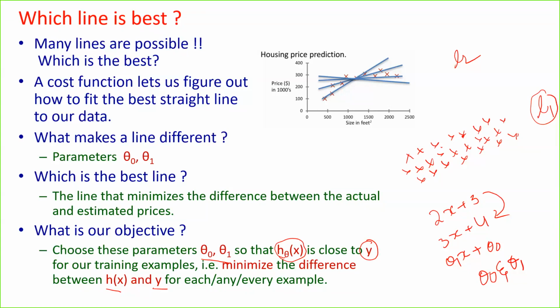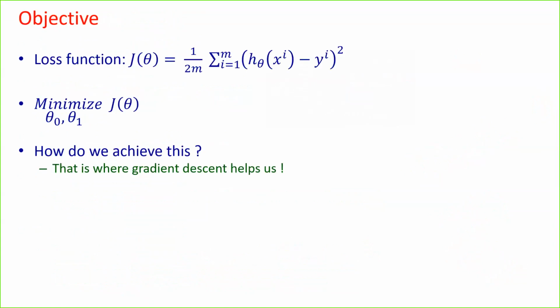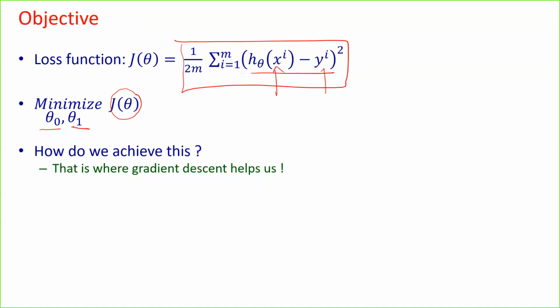We'll try to formulate this objective in mathematical notation. We want to choose theta naught and theta 1 such that the loss function J of theta is minimized. And what is the loss function? 1 by 2m, sum over i equal to 1 to m, of h theta of x i minus y i, squared. Here we are taking the squared loss. h theta of x i is the predicted value, y i is the actual value. So we want to minimize the squared difference between actual and predicted values for all the training examples. The 1 by m is to take the average, and the 1 by 2 is to simplify some future mathematics.